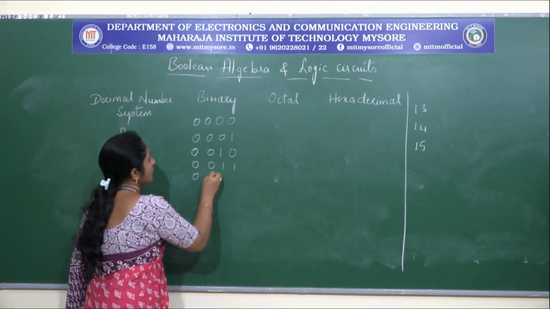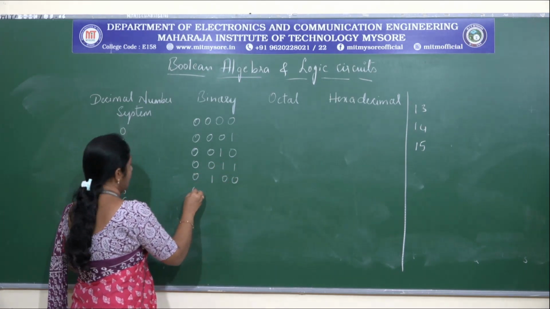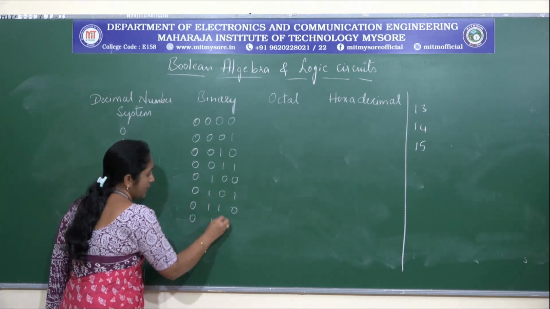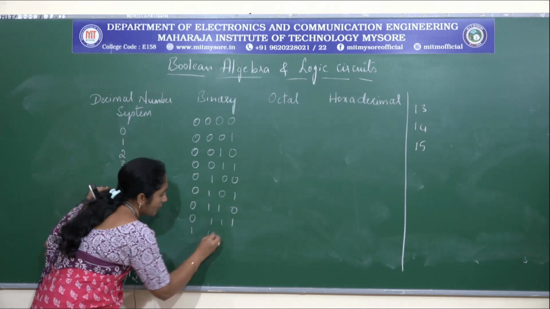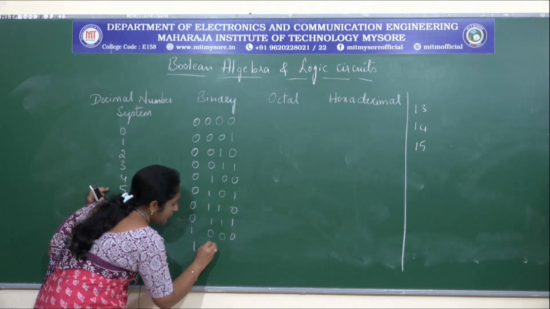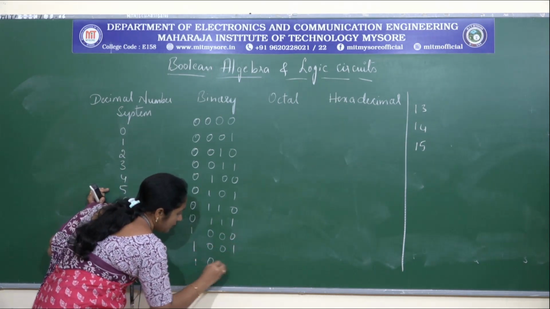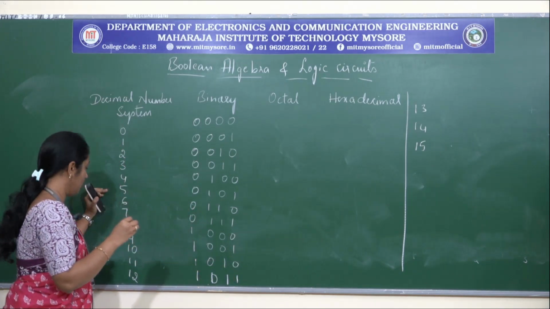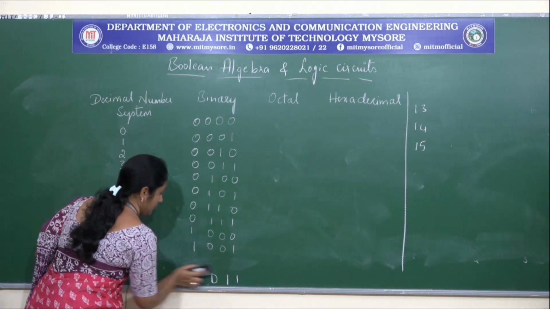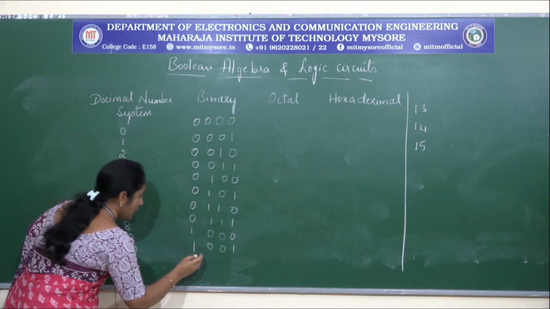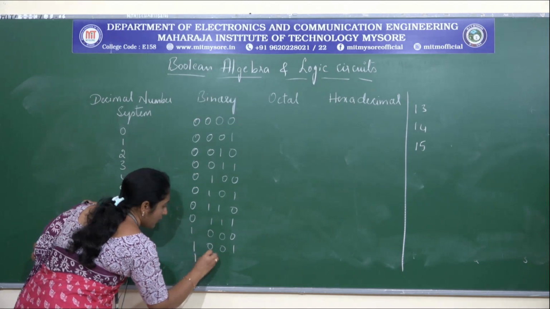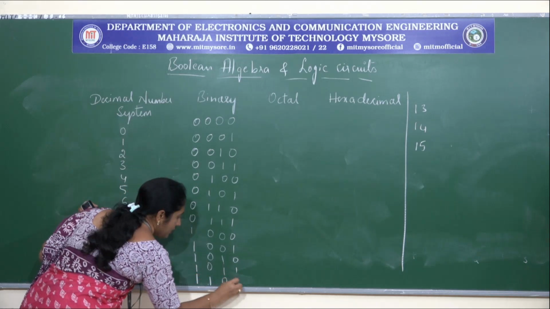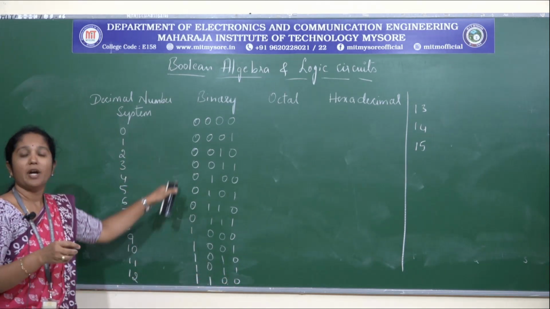0 0 1 1, 4, next 5, 6, 7, 8, 9, 10, 11. Okay, so I have up to 12 here. So after 9, I will be writing 1 0 1 0, 10, okay, 11, 12. Fine. So how to write the binary numbers?